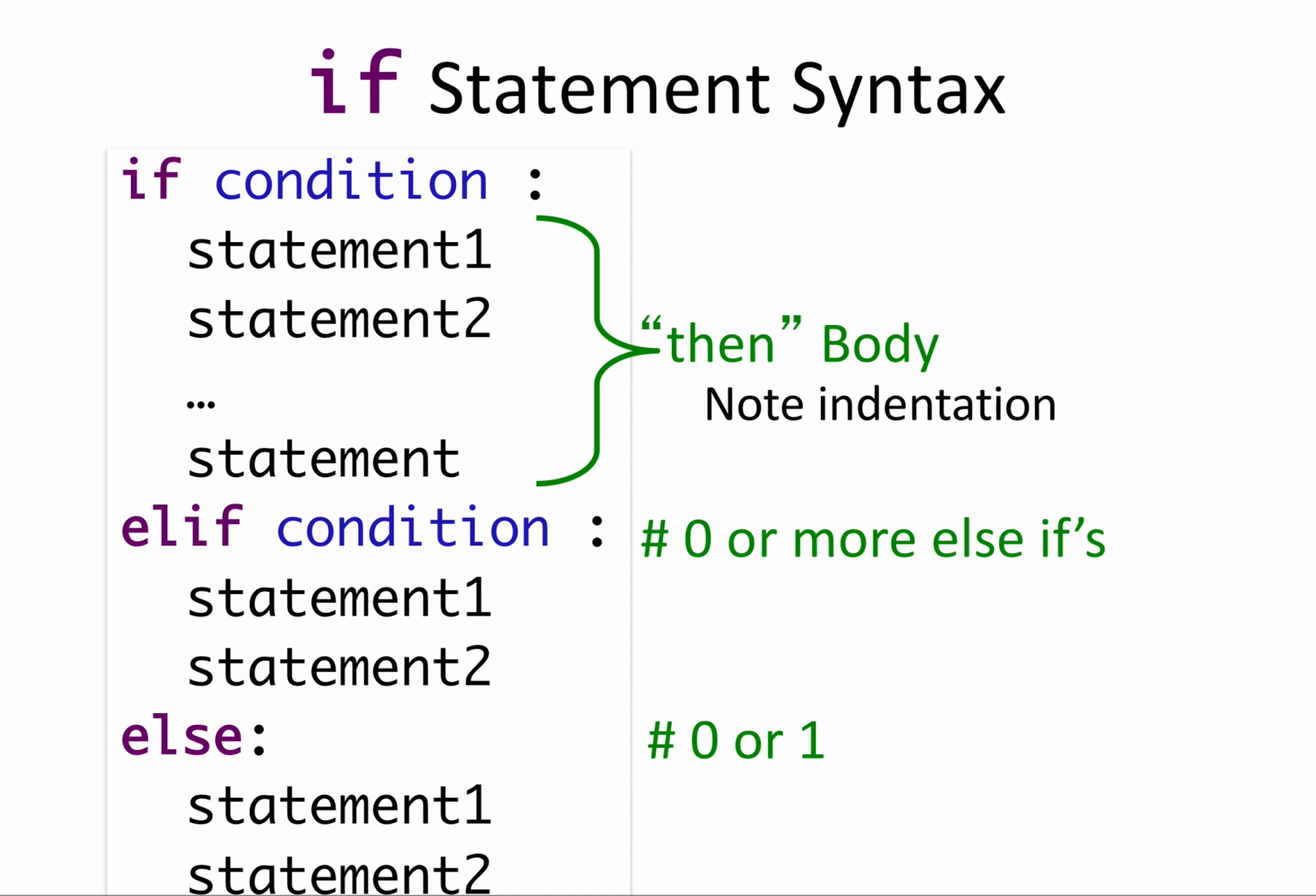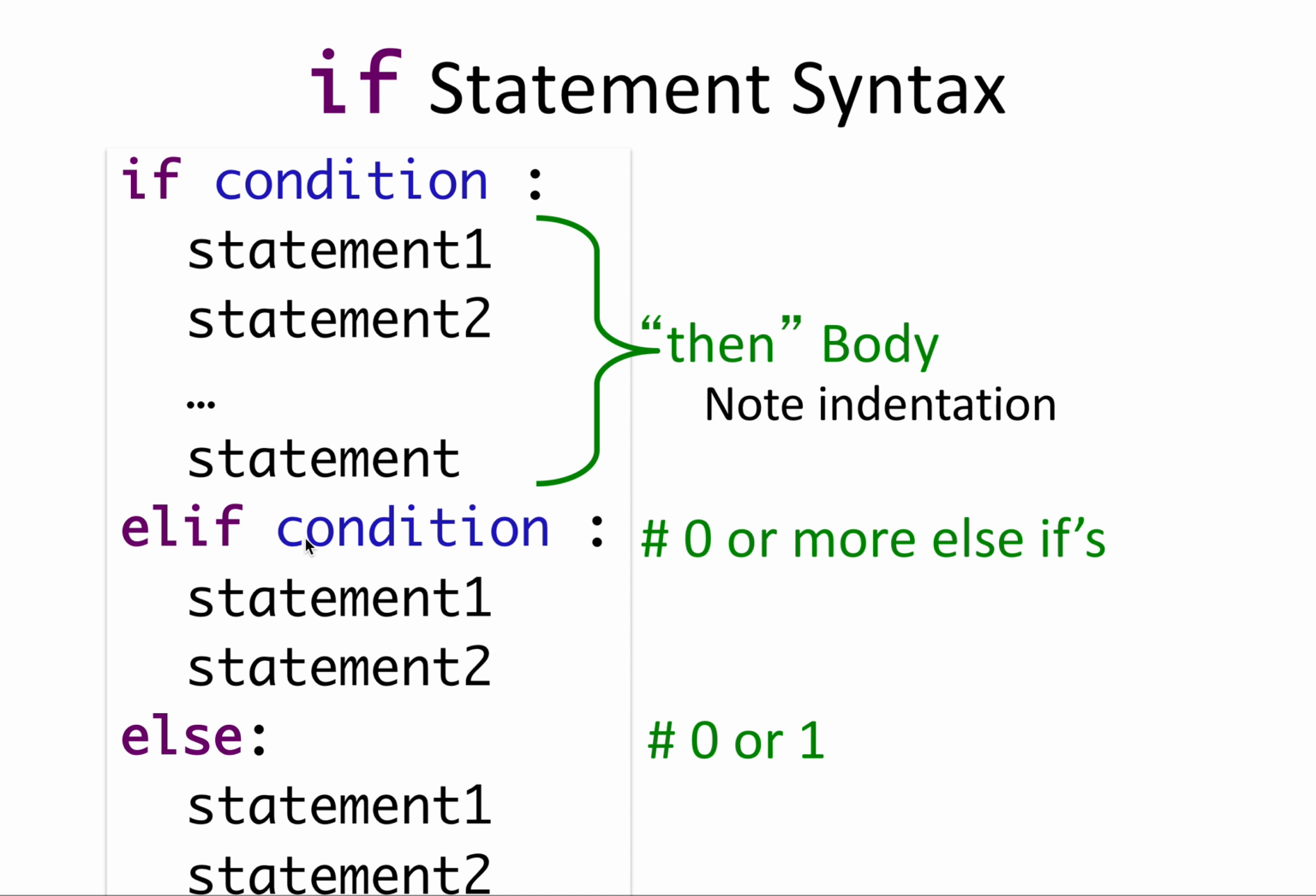We've already hopefully looked at some basic examples of the if statement. Let's formalize its syntax. We have if some condition, colon, and then anything we want to happen if that condition is true is then indented underneath that if statement. And so keep in mind we're using indentation here.